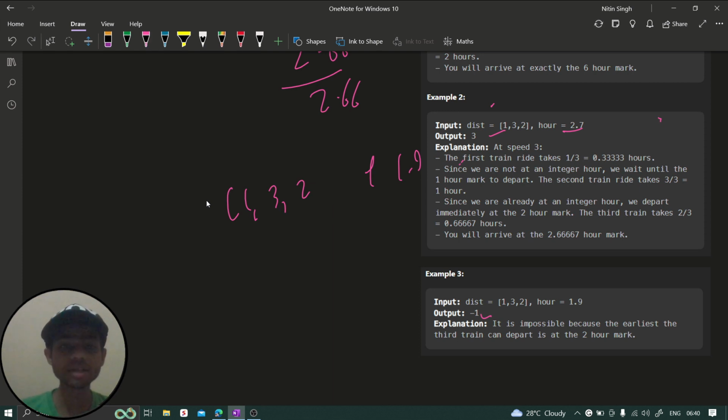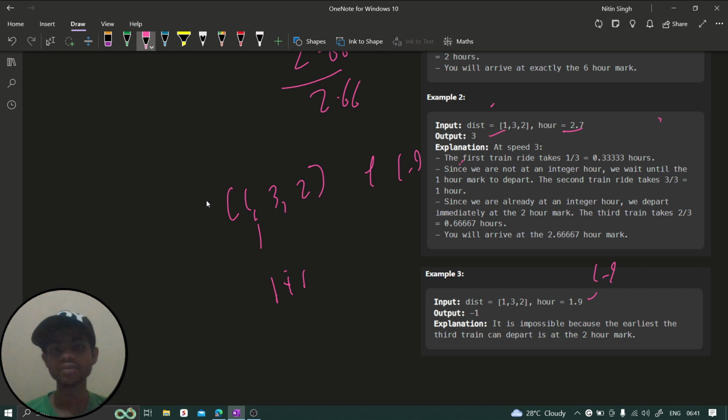Because if we take it even 0.1, the first range, we have to wait for the next train to complete the hour, right? So it's going to take a complete 1 hour. The second is also going to take a complete hour. But it says that we need to reach before 2, right? In 1.9 hours we have to reach our office, but it's completely impossible, right? So we have to return -1. I hope now you understood the problem statement, right?